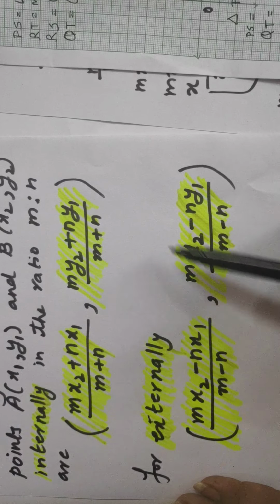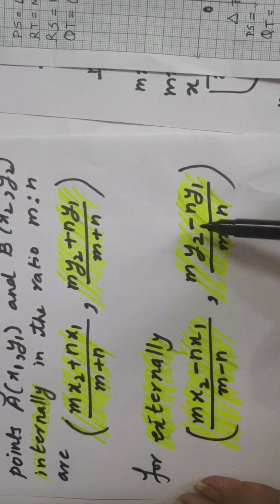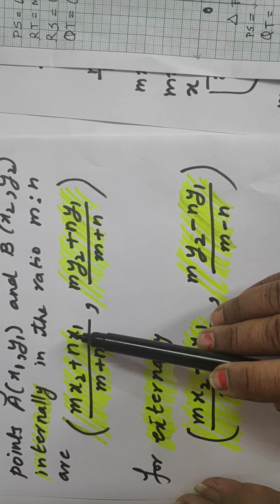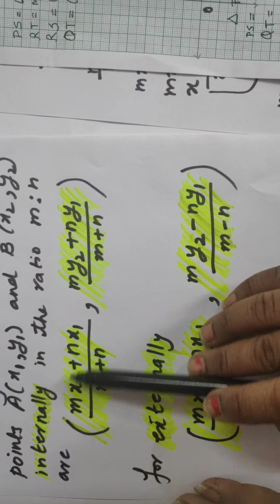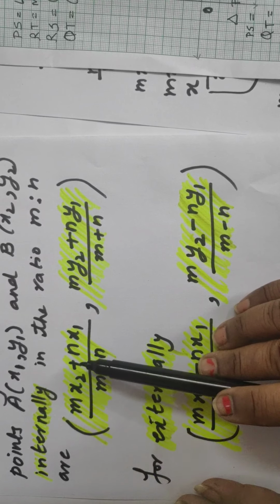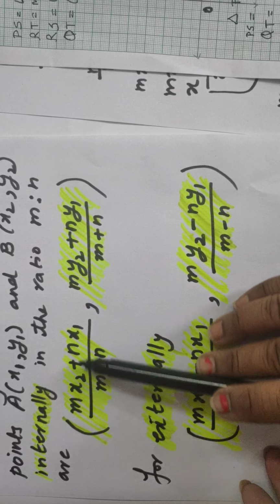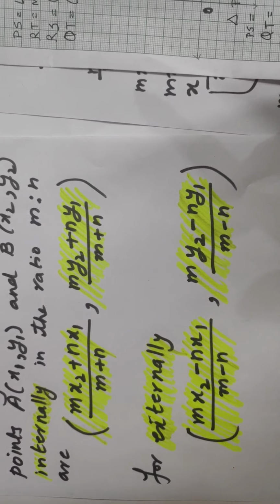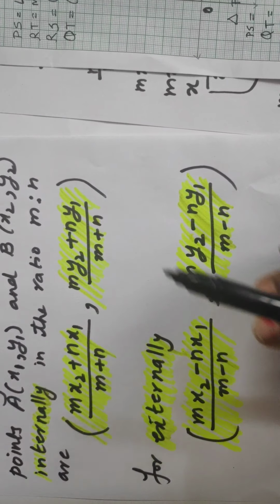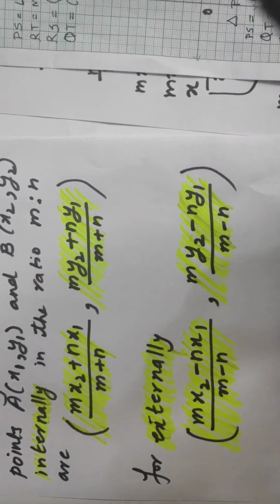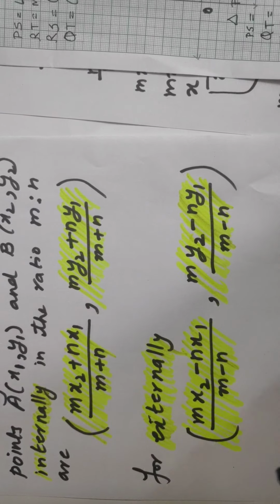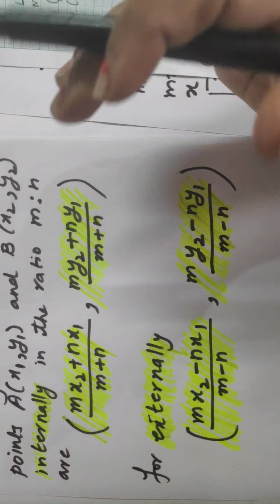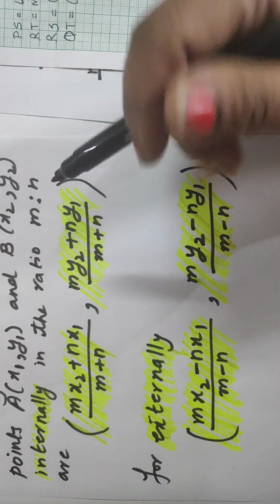Now you can see the major difference is that when it is external the negative sign is there, otherwise it is a positive sign. So if the values of x1, x2 are given to us and the coordinate x is given, we can find the ratio by using this formula. If the ratio is given and we need to find the coordinate, it is vice versa. Now these are the cases when the point divides the line segment in a given ratio.